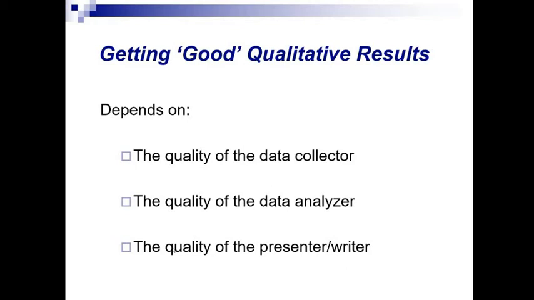And in terms of analyzing the data, I also hired another person, a statistician, to analyze the data for me. So the only thing that I basically did in my study was to present and write the results. However, in qualitative research, we cannot assign those tasks to anybody else. That is why we have to realize that getting good qualitative results depends on the quality of the data collector, the quality of the data analyzer, and the quality of the presenter or writer.